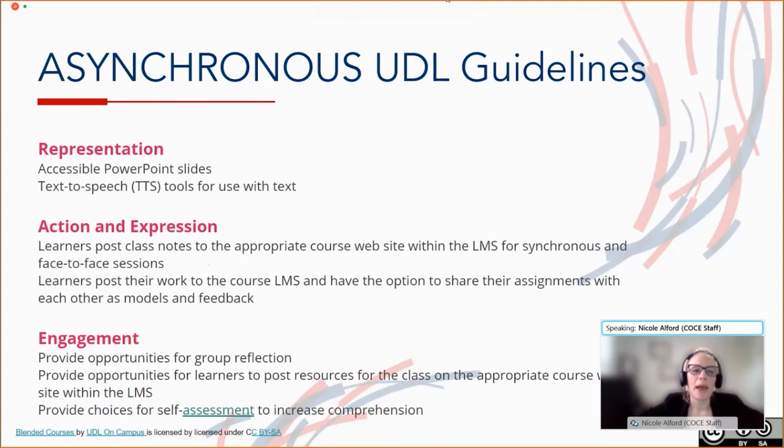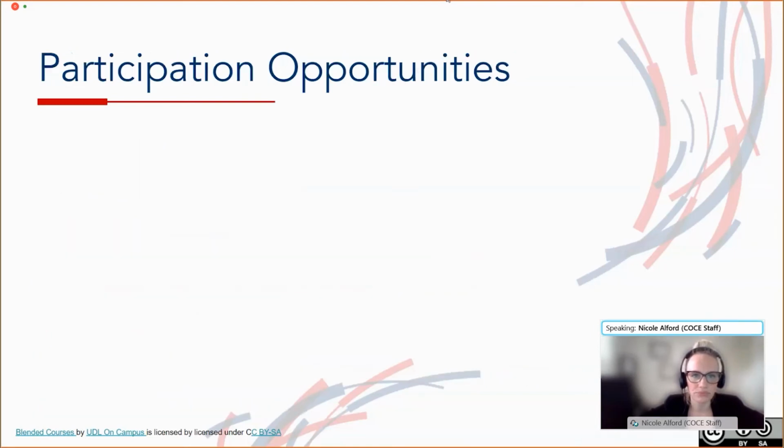So again, having those accessible PowerPoints, seeing if there's text-to-speech tools, having learners post their notes, post their questions in Canvas as well, and providing opportunities for those reflective activities and self-assessment. That's kind of on the bottom here, but having those self-assessment activities to figure out where am I in my understanding actually. Sometimes I don't know until I take the exam and I'm like, oh, I thought I knew that. But having that self-check, maybe right before, or the study guide or whatever it is, to really check my understanding of what I think I know can also help.